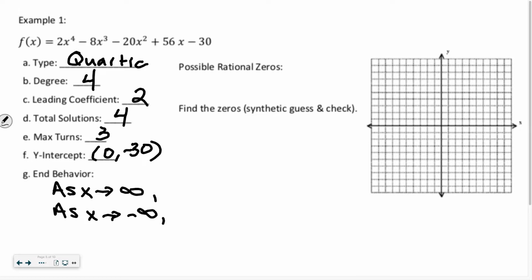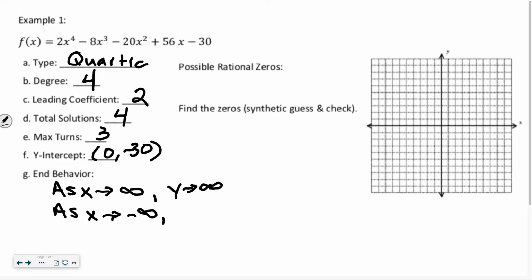Okay, so for the right side, as x approaches positive infinity, what am I going to look at? The leading coefficient, which we said was 2. And so because it's a positive 2, what's my right arm doing? Rising, so I will say y is approaching what value? Positive infinity. I'm reaching towards positive infinity.